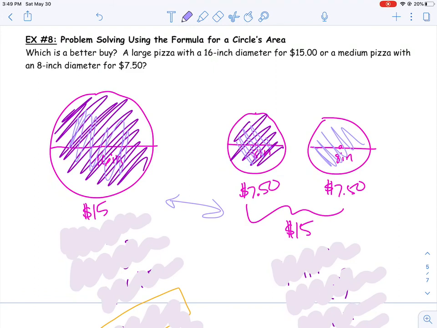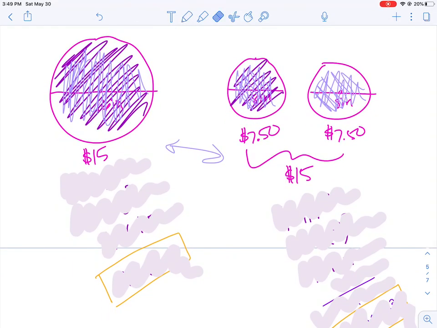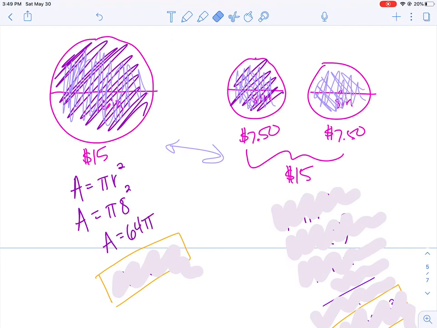So I have 2 mediums. They're both 8 inches. What I can do is figure out the area of this big pizza for $15 or the area of these 2 medium pizzas for $15 and see which one's going to give me more pizza, right? All right, so I want to do area. So we know area of a circle is pi r squared. On the large pizza, remember the diameter is 16, which means the radius is 8. So I want to do pi times 8 squared. Well, 8 squared is 64, and so the area of this large pizza is 64 pi, or if you put it in your calculator, 201 square inches of yummy goodness, right?